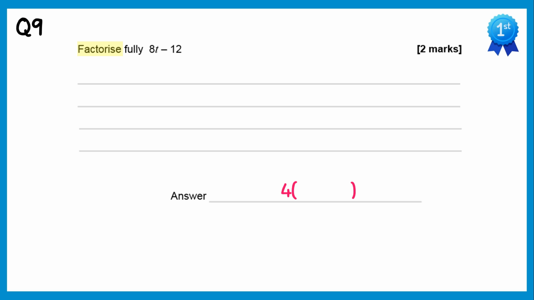We then need to decide what goes inside the brackets. So 4 times something will give us 8t, and that's 2t. And then 4 times something will give -12, and that's -3. So now it's factorised.